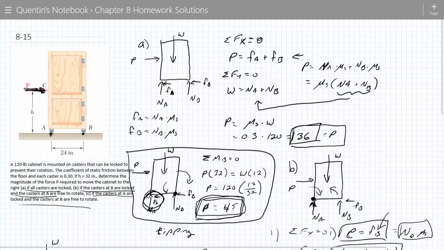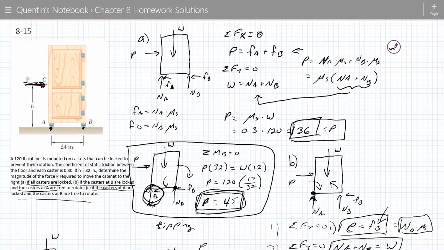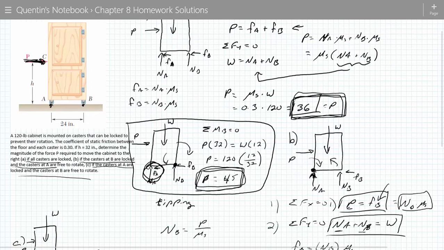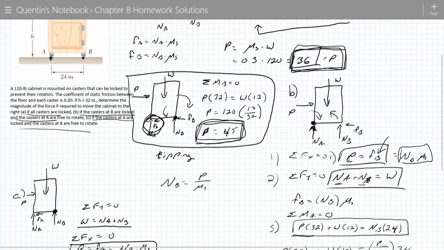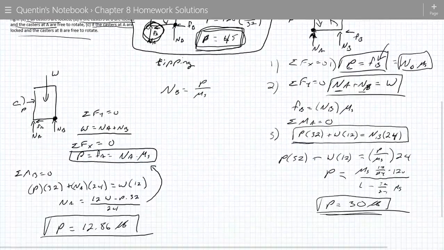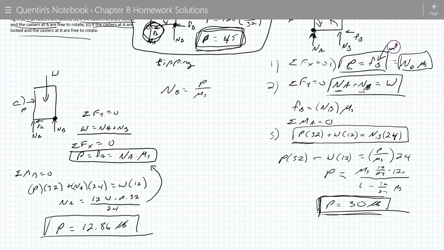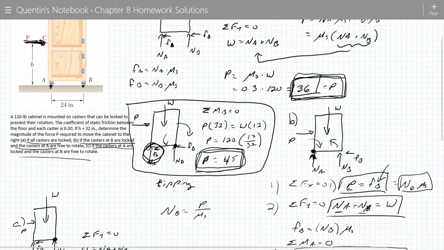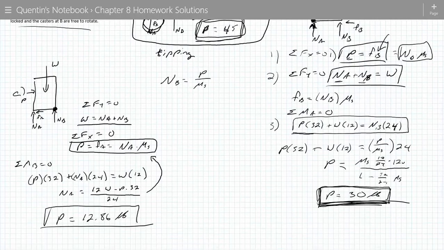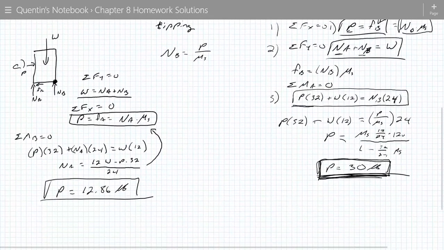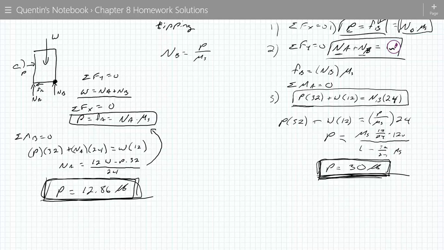Okay, so let's do some sanity checks. With both wheels hitting the brakes, it takes 36 pounds of force to overcome it, which is less than our tipping force, so we're good to go. Now, part B, with just the front wheels hitting the brakes, it takes 30 pounds of force to get it to move. So not as much as 36, but still pretty good, and still less than tipping. With just the back wheels, it takes 12.86 pounds to get it moving.